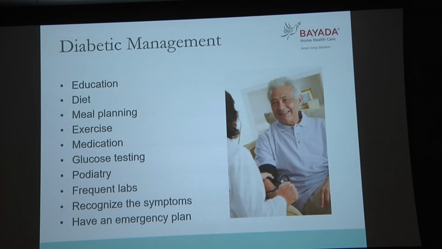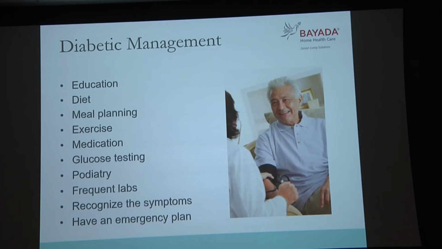So now we've gone through some of the scarier stuff, but how do you manage diabetes if you do have it? We talked about prevention, but if you already have it, there are ways to manage it so it doesn't affect your life, or so you don't get any of these bad side effects that can occur. Some education about it is good. Talk about diet, meal planning, exercise, medication. Testing your glucose is important to make sure that it's at the proper levels.